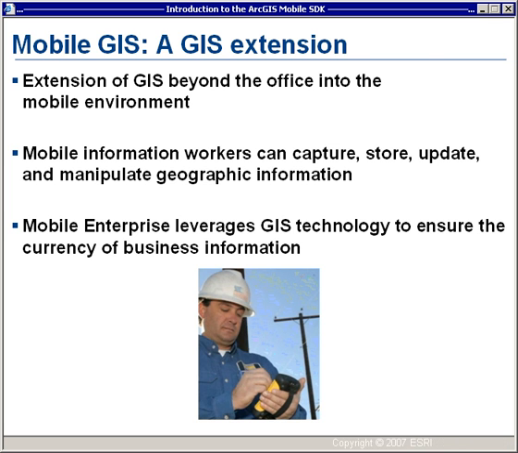Mobile GIS really enables information workers to capture and store, update and manipulate geographic information out in the field where they need to, when they need to. In return, the enterprise itself can leverage this GIS technology to really ensure the currency of the business information, to make sure at all times the enterprise has a good picture of the status of all of the objects or events or things that they are really interested in.